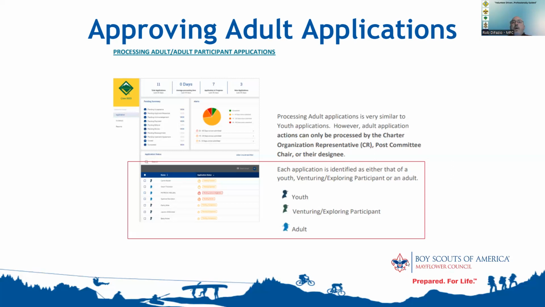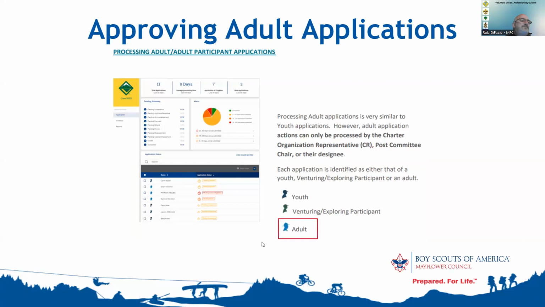And that's why we have that issue of certain new member coordinators or maybe committee chairs that are trying to approve applications, they're not seeing the difference between the youth and the adults. And that's one of the easiest ways to be able to make that determination, just look at the icon. If it's a baseball cap, that's a youth or a venturing or exploring participant. If it's a scouter cap, that's an adult application that needs to be handled by your charter organization representative. So those are the ones we're going to focus on tonight.